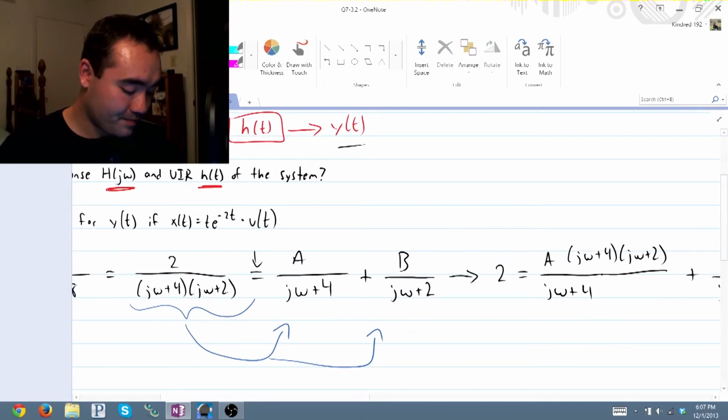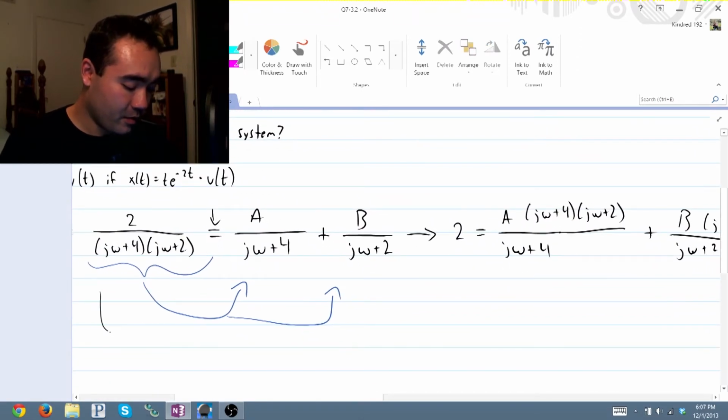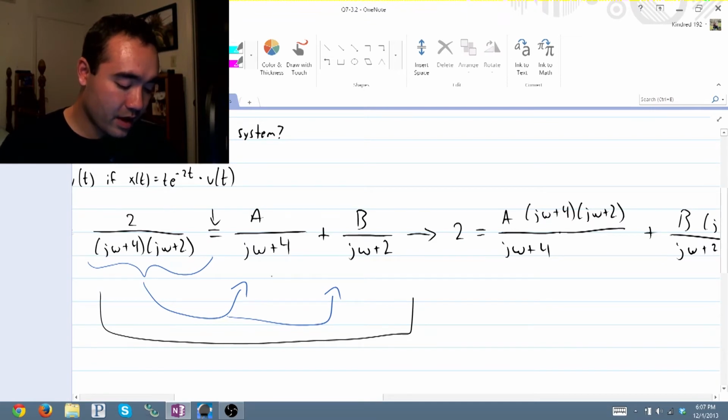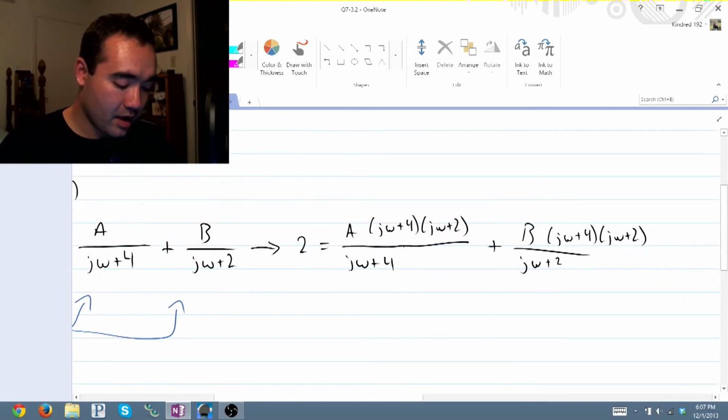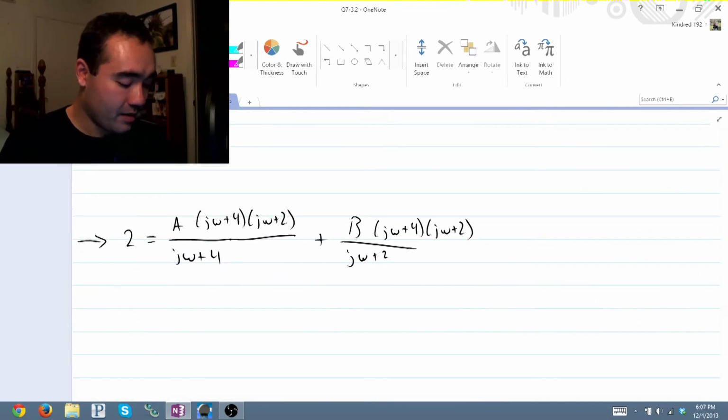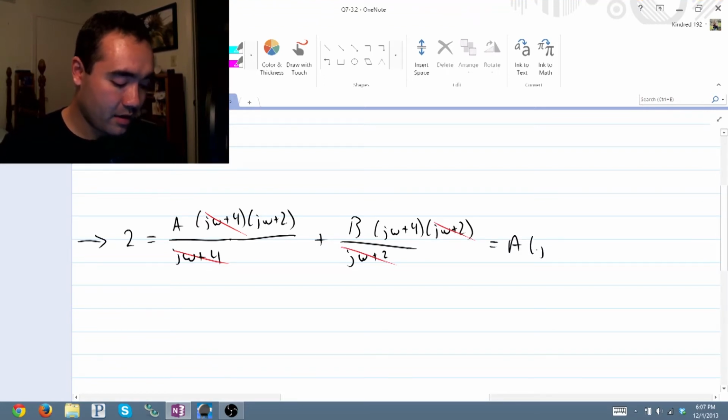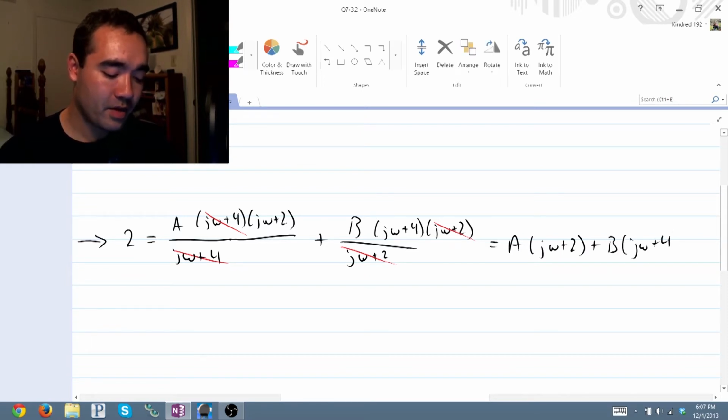So basically, what I did is we had this fraction, and I just distributed the denominator of the left side onto the right side, and you can see that these guys cancel out, these guys cancel out, and you just end up with a times j omega plus 2 plus b times j omega plus 4.